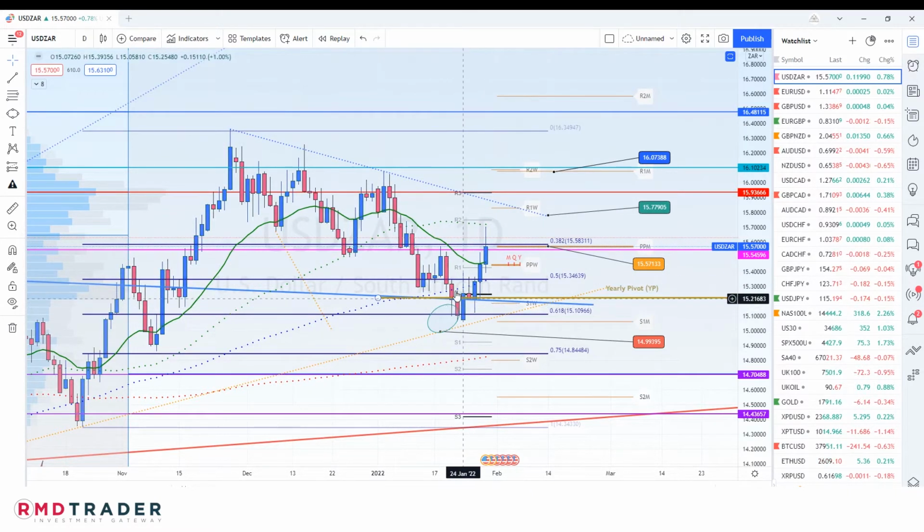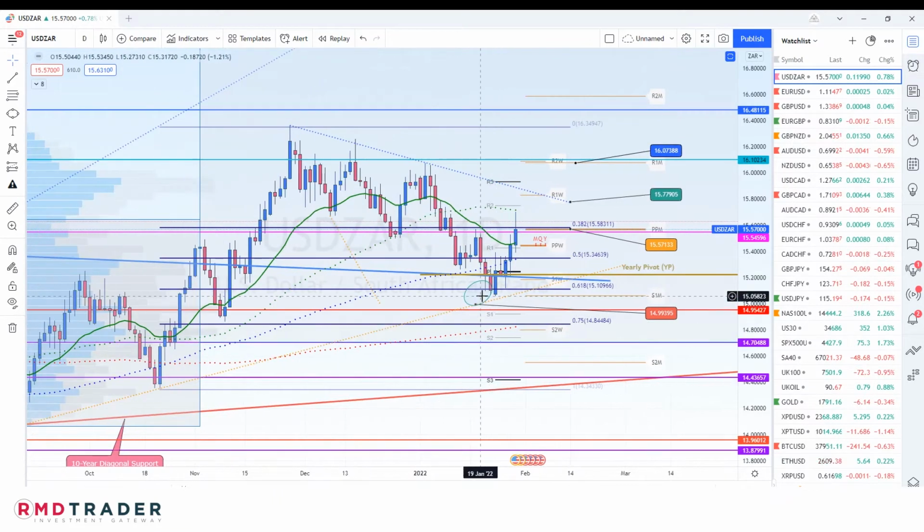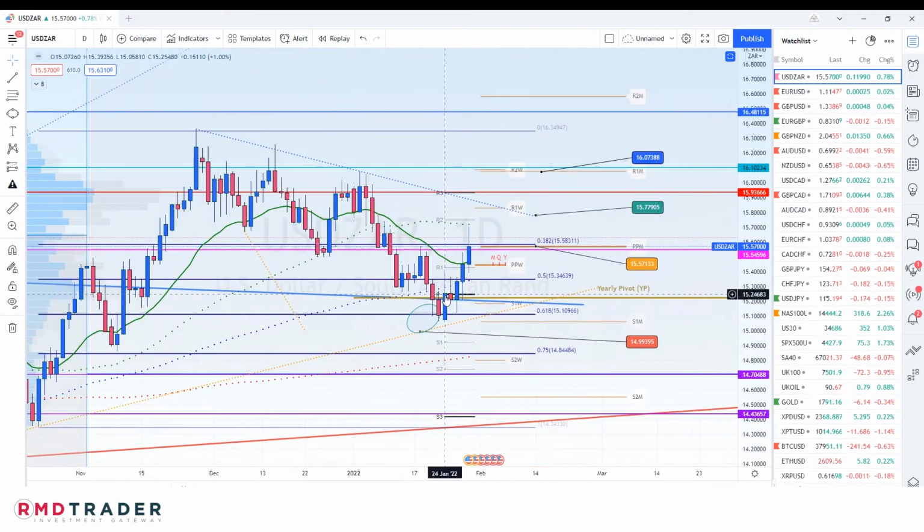Looking at the ZAR, we can see that we had some strong support in the area that we've identified. Price came very close to this diagonal support, and we can see where our price actually found that support right on our yearly pivot, which is of course very important, at 15 Rand 20 to the US dollar. That was also where we had our weekly pivot from last week.